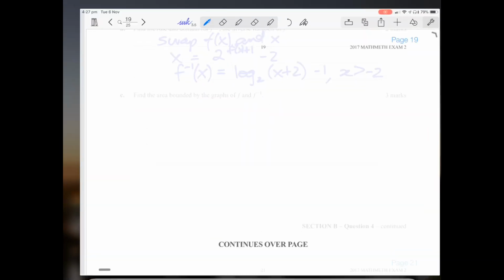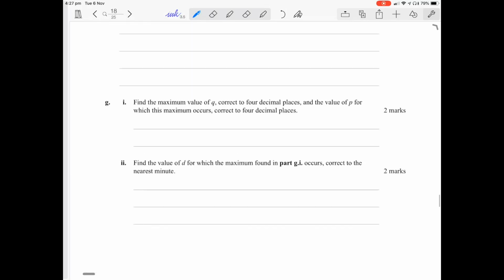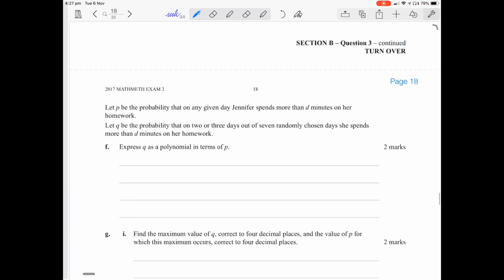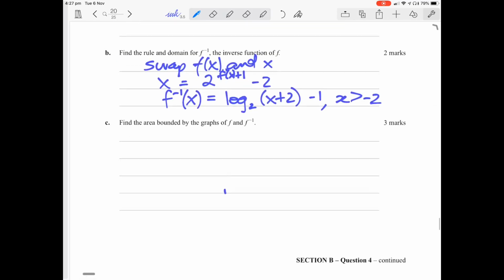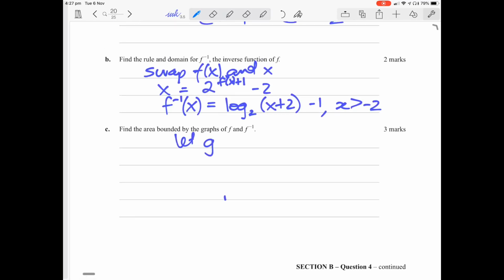Okay. So, what the hell? Okay. Playing funny buggers. Let f of x equal f inverse of x. Therefore, x equals negative 1, 0.